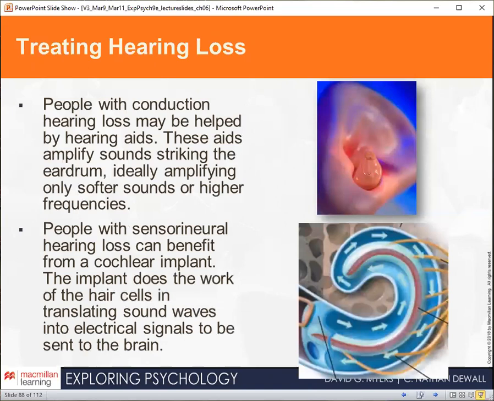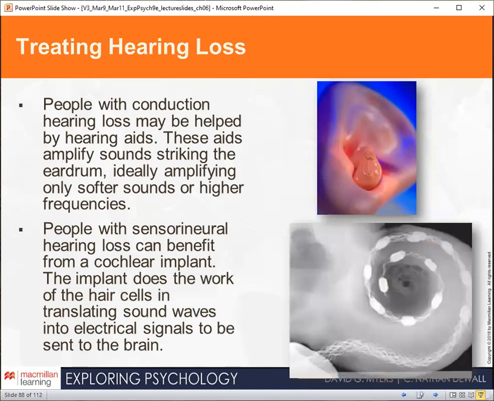People with central neural hearing loss can benefit from a cochlear implant. The implant does the work of the hair cells. So you have some issues with your hair cells, and they implant this cochlear implant there. It works with the hair cells by translating sound waves into electrical signals to be sent to the brain. So we just replace that system.